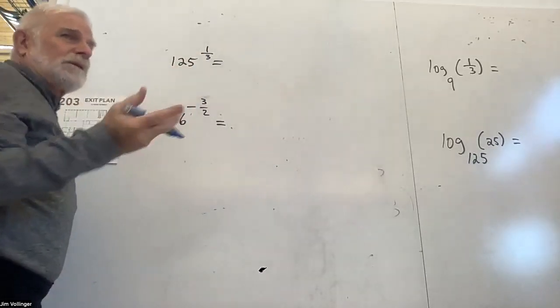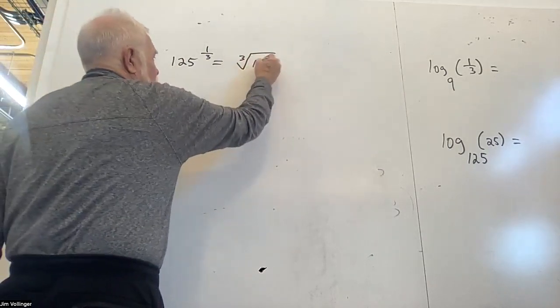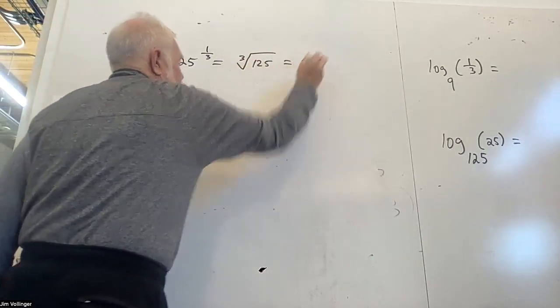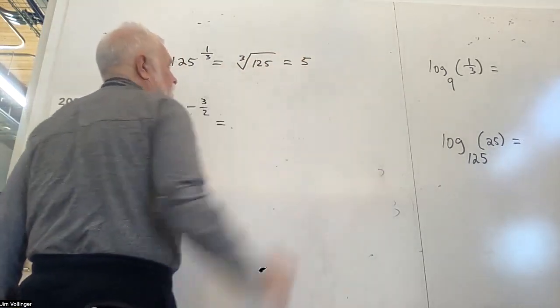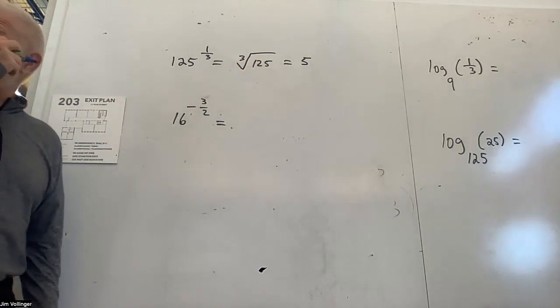125 to the 1/3. Pause the video. It's the same thing as the cube root of 125. That's what it's telling you. That's 5. That's that computation. Here's another one. Pause the video.